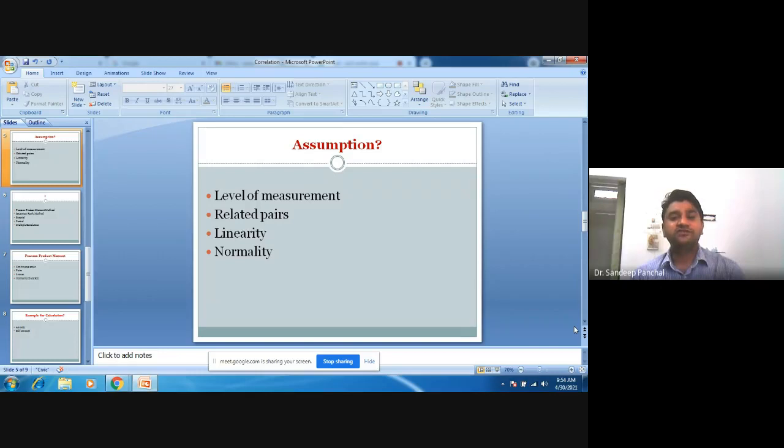Level of measurement should be at least continuous or interval level. Two things should be related with each other. Data or variables should be in linear form or in a straight line, whether it is positive or negative. Data distributions should be in a normal way or in normality.